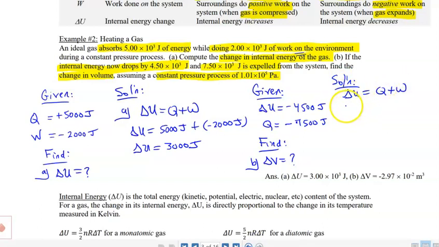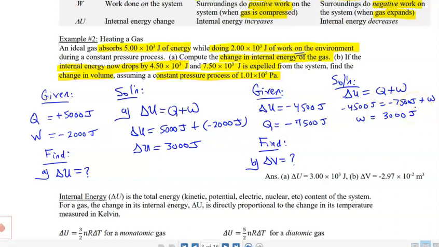We've got negative 4,500 joules, and we have negative 7,500 joules of heat, and then that's equal plus work. All right, so then that gives us a work being done of, well, the difference between 7,500 and 4,500, which is 3,000 joules.